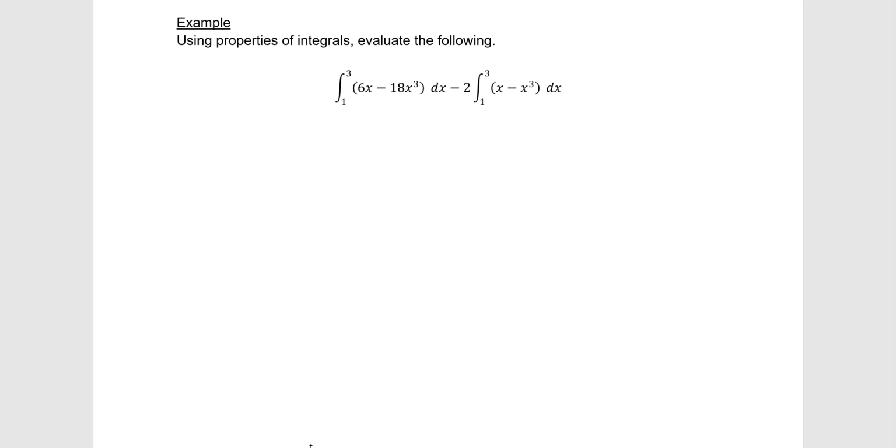Next example, let's use these properties that we just went over to evaluate these integrals.